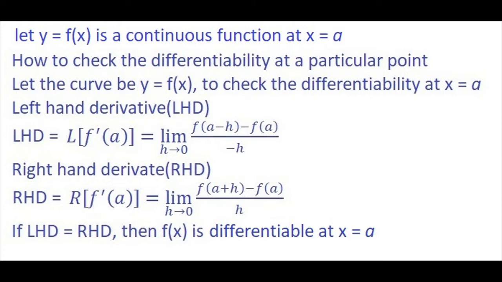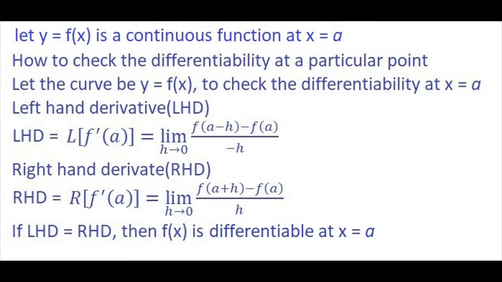LHT is L f dash of a. The formula for finding that one is limit h tends to 0 f of a minus h minus f of a by minus h. And for the right hand derivative, RHT can be written as R f dash of a, limit h tends to 0 f of a plus h minus f of a by h.